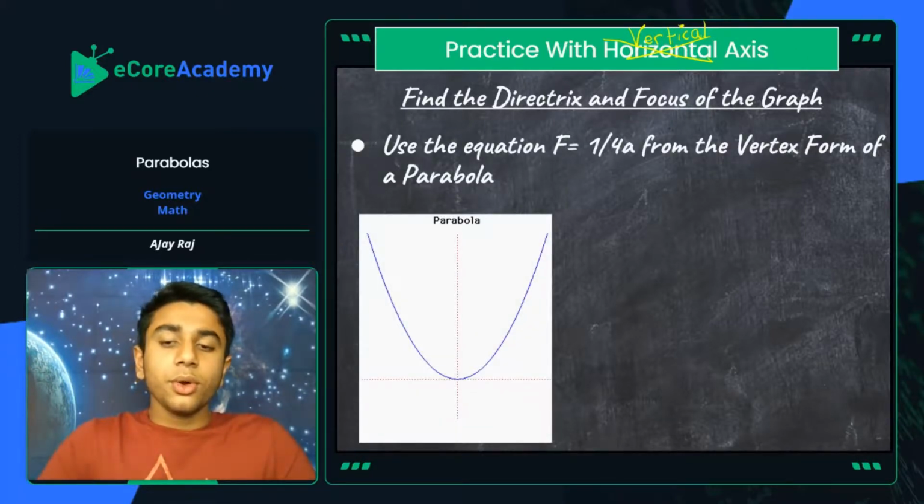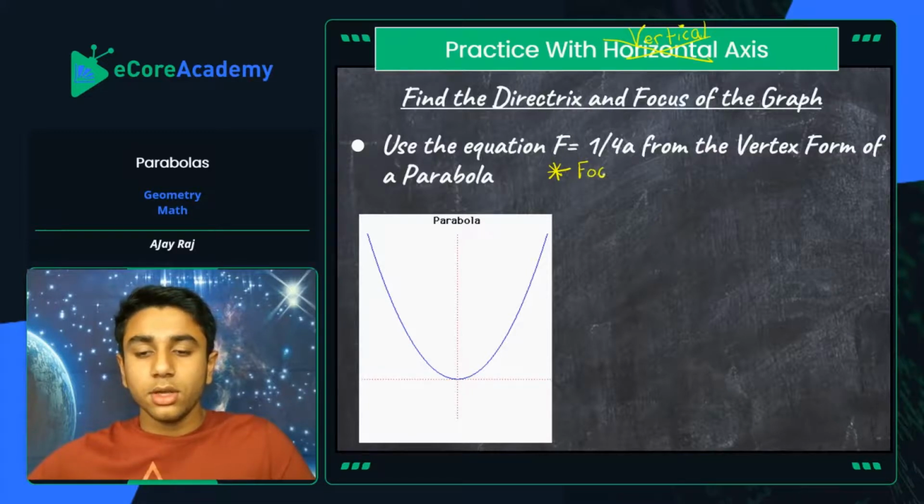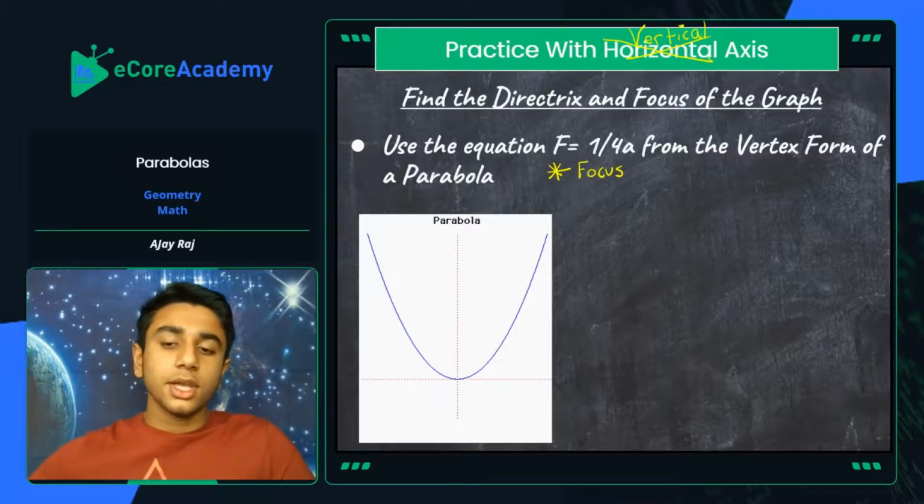We're going to use the equation f equals 1 over 4a from the vertex form of a parabola to find what the focus is. So this is the equation for the focus. With this, we can also find out what the directrix is as well. This is the equation for focus. And say I'm going to give you the actual equation here.